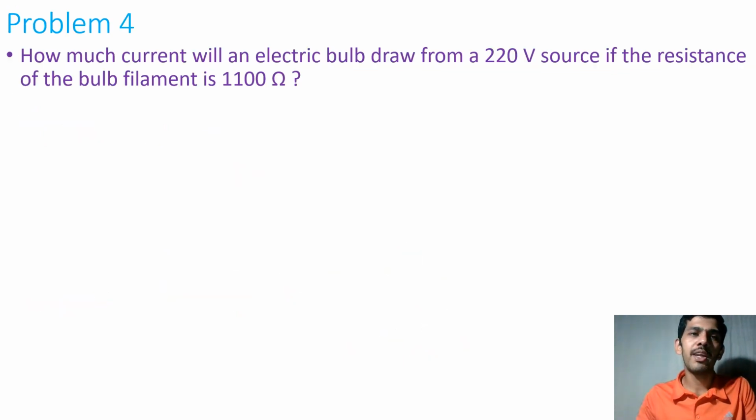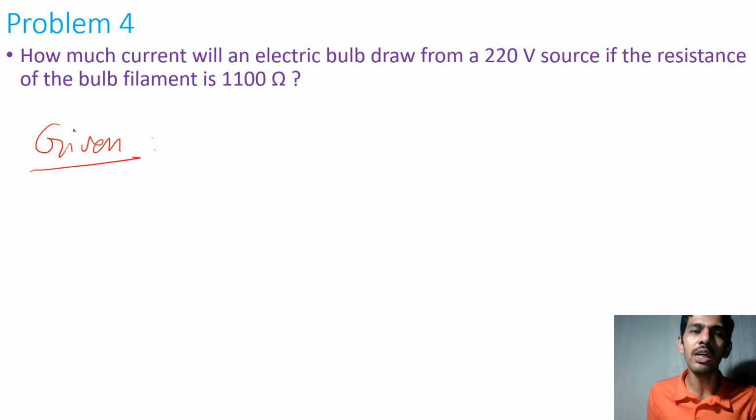Problem number 4 is, how much current will an electrical bulb draw from a 220 volt source if the resistance of the bulb filament is 1200 ohm? So first we have to write the given values. This is a question from Ohm's law. So given values are, how much current will an electrical bulb draw? That means current we need to find out from a 220 volt source. That is, potential difference is given, that is 220 volt.